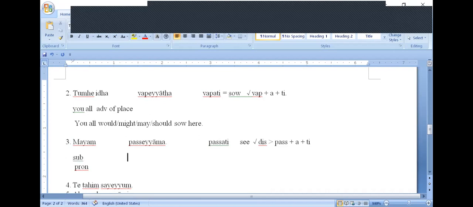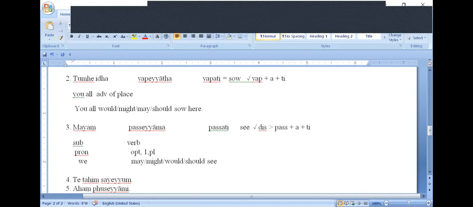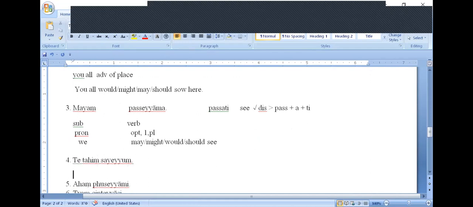So what kind of verb is this? It's an optative verb, first person plural. The meaning is: we might, should, may, would see. Okay, so easy or not? Okay, number four, Shiu Moi, yes.